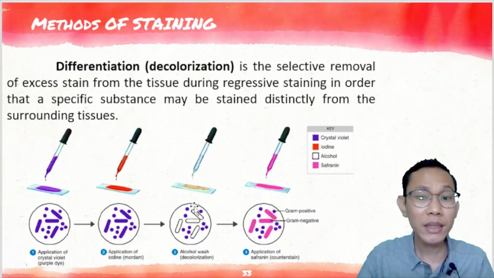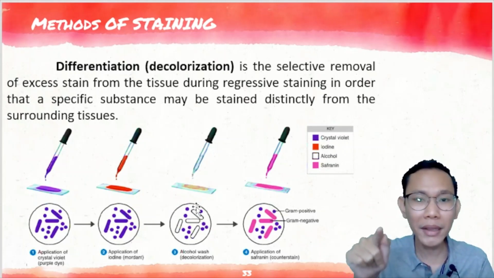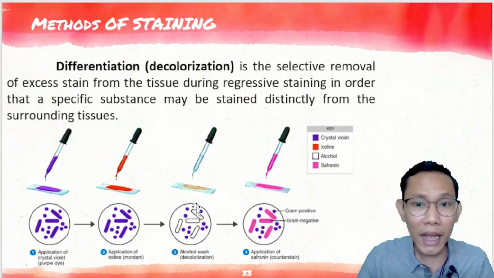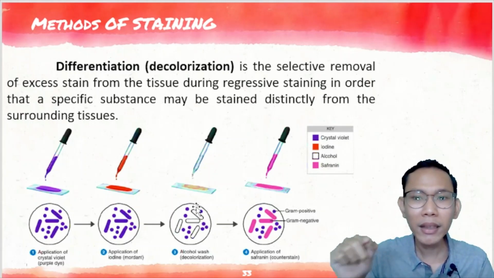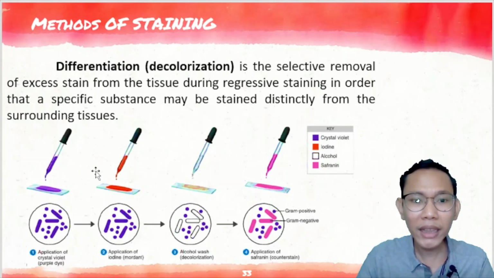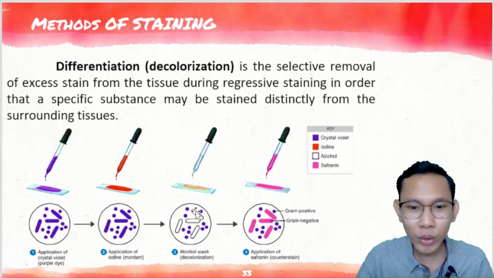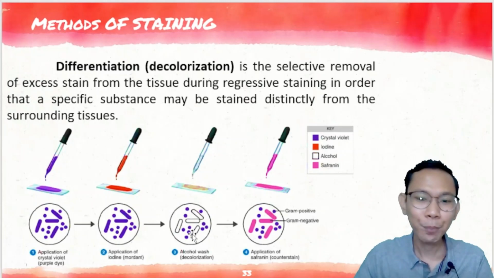However, if it is gram-negative, anong nangyayari? Manipis lang yung cell wall ng ating gram-negative, kaya maliit lang yung peptidoglycan, kaya nade-decolorize siya. It cannot retain the primary stain, which is your crystal violet. So, nawawash out yung violet na color. As what you can see here, nawawash out yung violet na kulay.